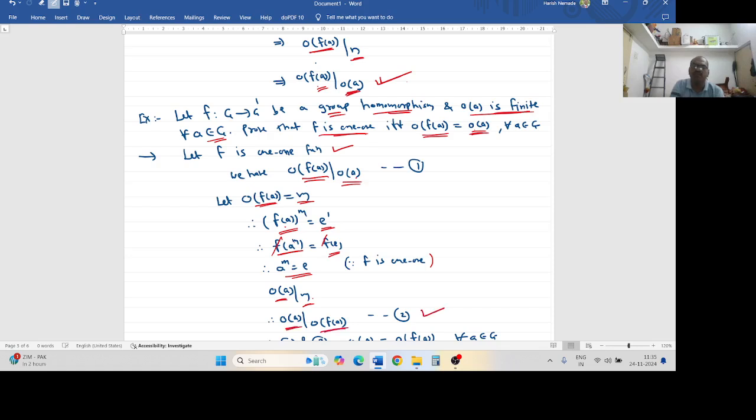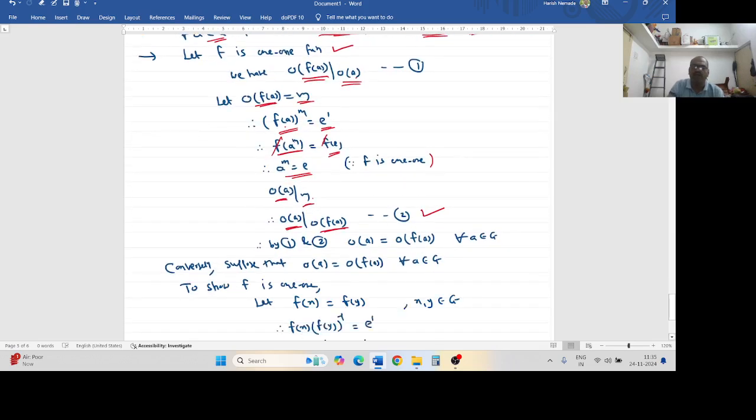So equation 1 and 2, order of f of A divides order of A, order of A divides order of f of A, so therefore both are equal. So therefore by equation 1 we have order of A is equal to order of f of A for all A belongs to G. Now conversely suppose that order of A is equal to order of f of A for all A belongs to G, and आपल्याला दाखवायचा आहे f is 1 1 function.